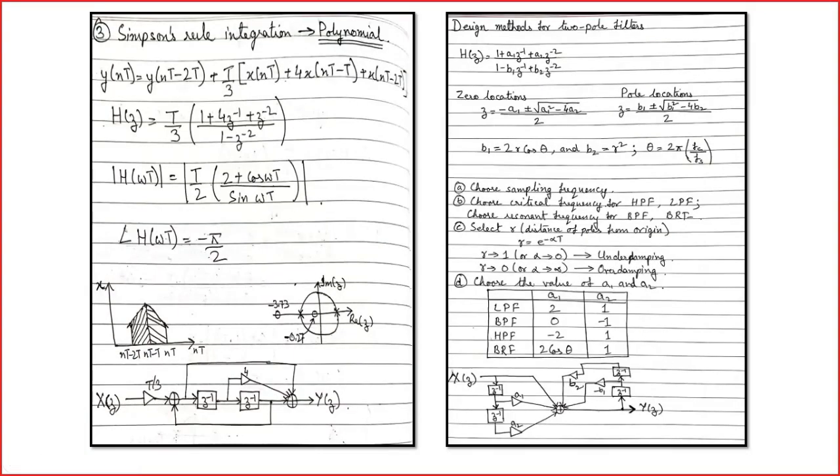Now our next type of integrator is the Simpson's rule integrator, which basically employs a polynomial integration.